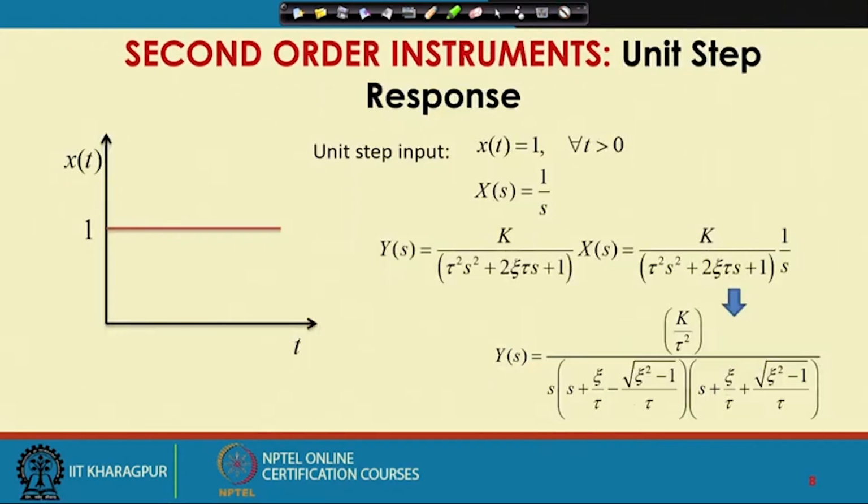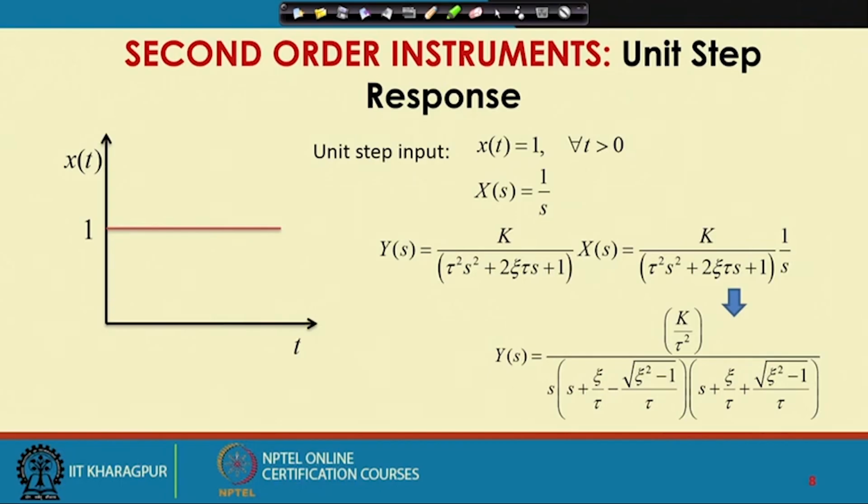Now, let us quickly take a look at the step response of a second order instrument. Specifically, we will give a unit step input to a second order system and we will see the response when such a unit step input is given to a second order instrument.